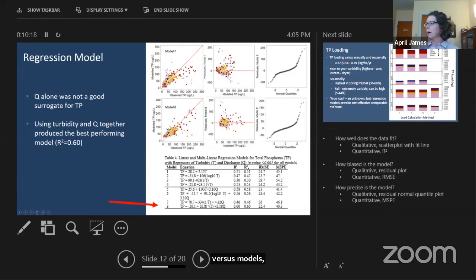And so here, I just wanted to point out, in summary form, that discharge alone was not a good surrogate for total phosphorus. Using turbidity and discharge together produced the best performing model, giving us an R-squared of 0.6, which would be comparable to the other studies that we were able to find.